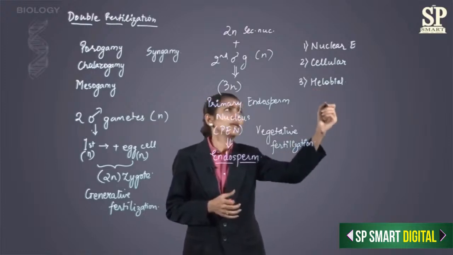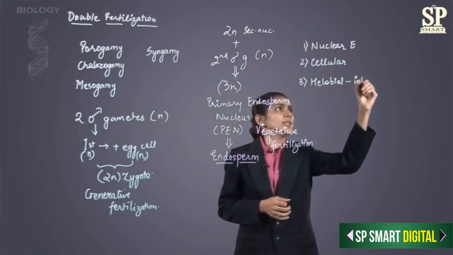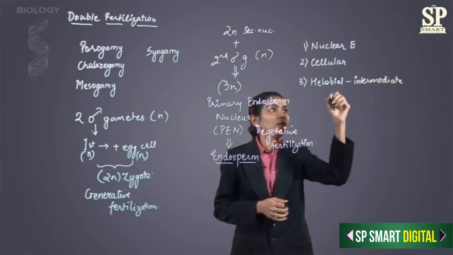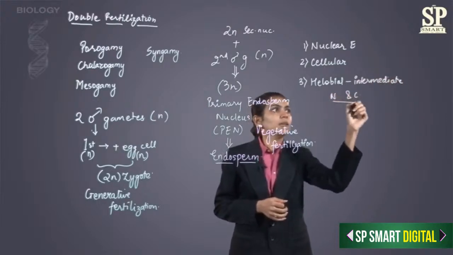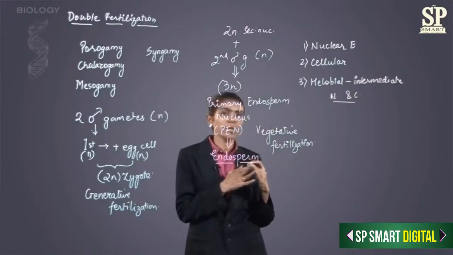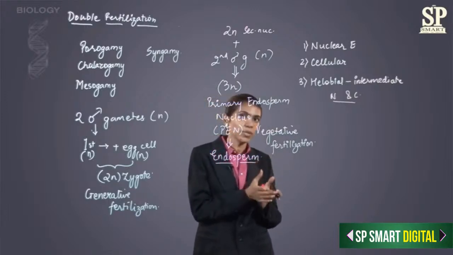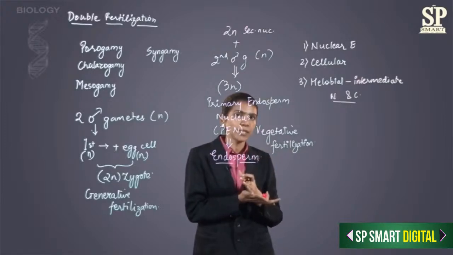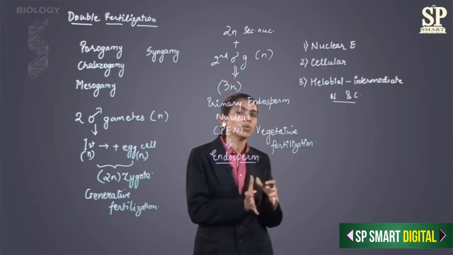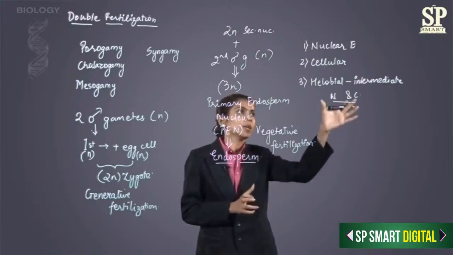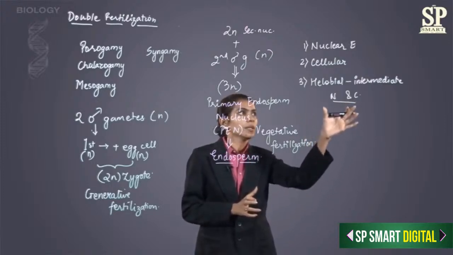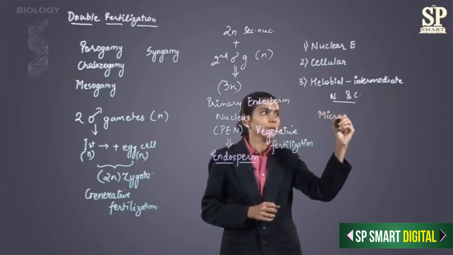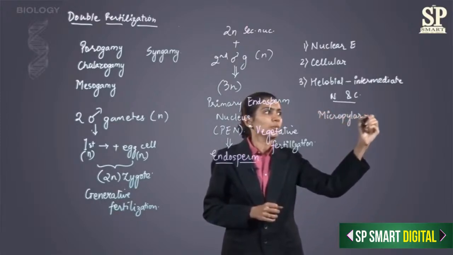Third, helobial. Helobial is an intermediate between the nuclear and the cellular. Here, after the nuclear division has taken place, cytokinesis also takes place. The first cytokinesis, that is, the first cell, will be formed, and after that the nuclei will be free. So that is about the helobial endosperm. In helobial endosperm, two chambers will be formed. The micropylar chamber will be the larger one.